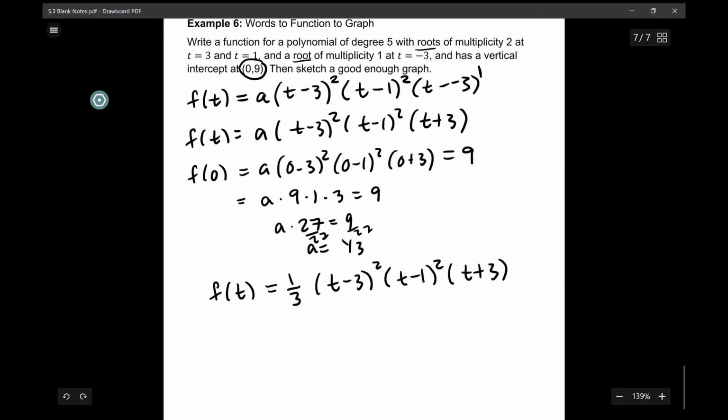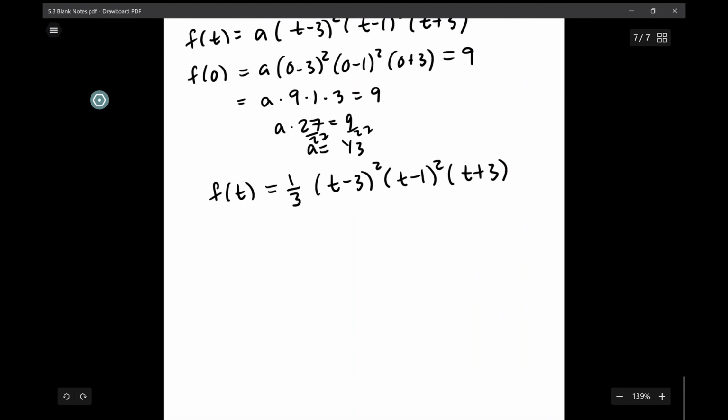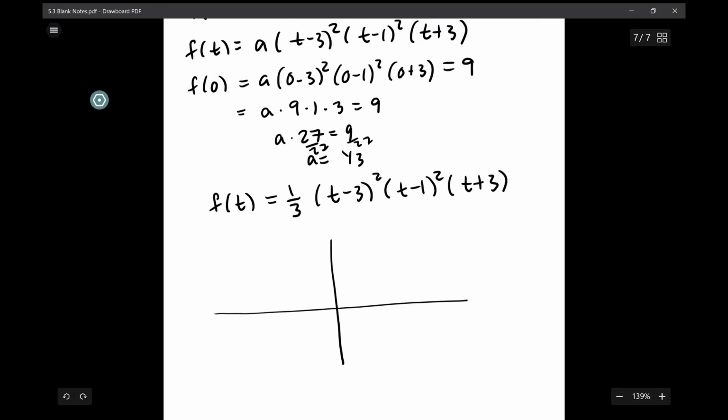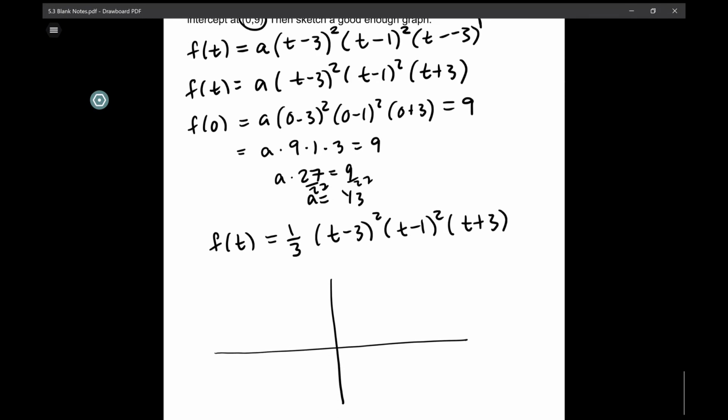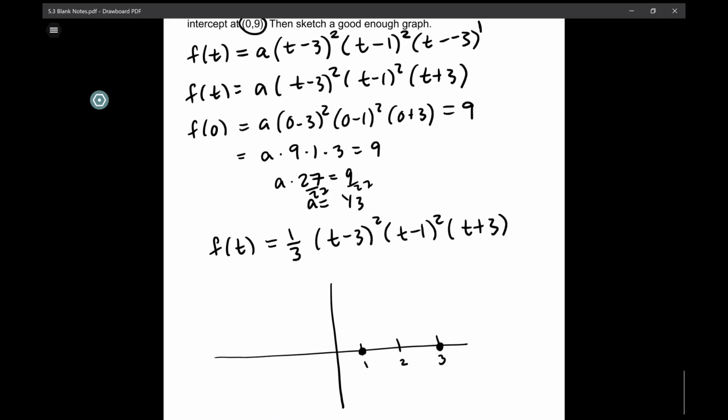All right, we have everything we need to sketch a pretty decent graph. Let's go ahead and sketch it. So let's see, we have a root with multiplicity 2 at 3 and 1. So 1, 2, 3. Here's one root, here's one root, both of those multiplicity 2, and also a multiplicity 1 at negative 3. Negative 1, negative 2, negative 3.